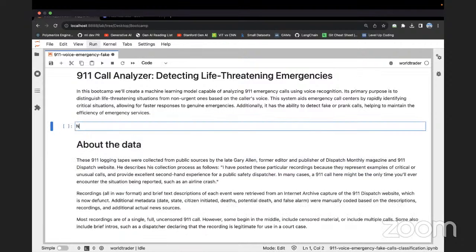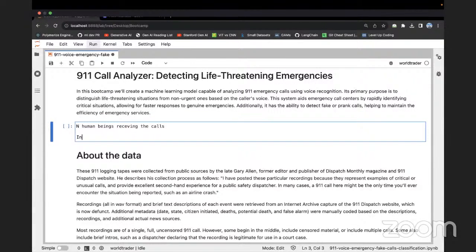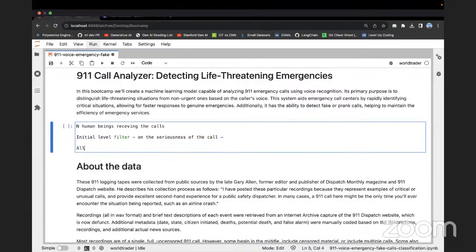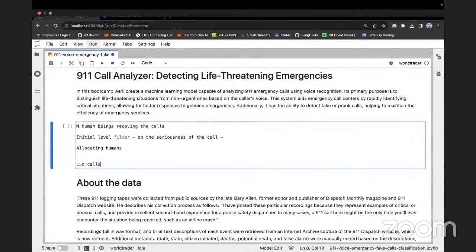Instead of having n number of human beings receiving the calls, if we could have an initial level filter on the seriousness of the call, our way of allocating humans would be: first a system, a machine learning model, an AI model, filters out the serious calls. It allocates priority of calling and connecting with a receiver on the other end based on the seriousness of the call. So if there are 150 incoming calls, and I have 100 people who can receive the call, let's call them receivers.